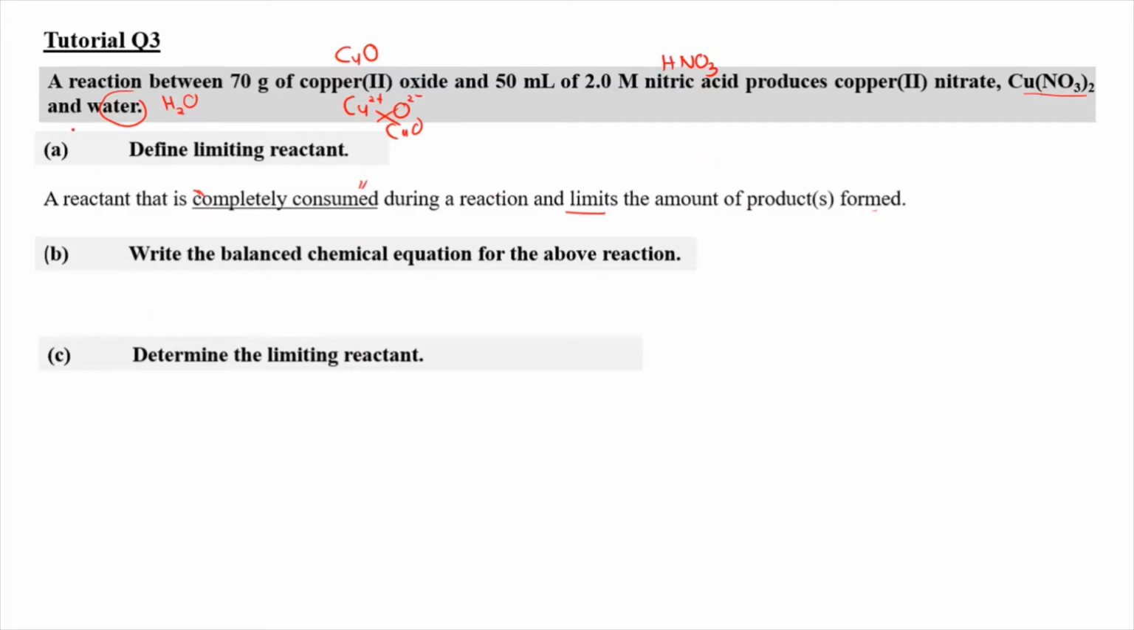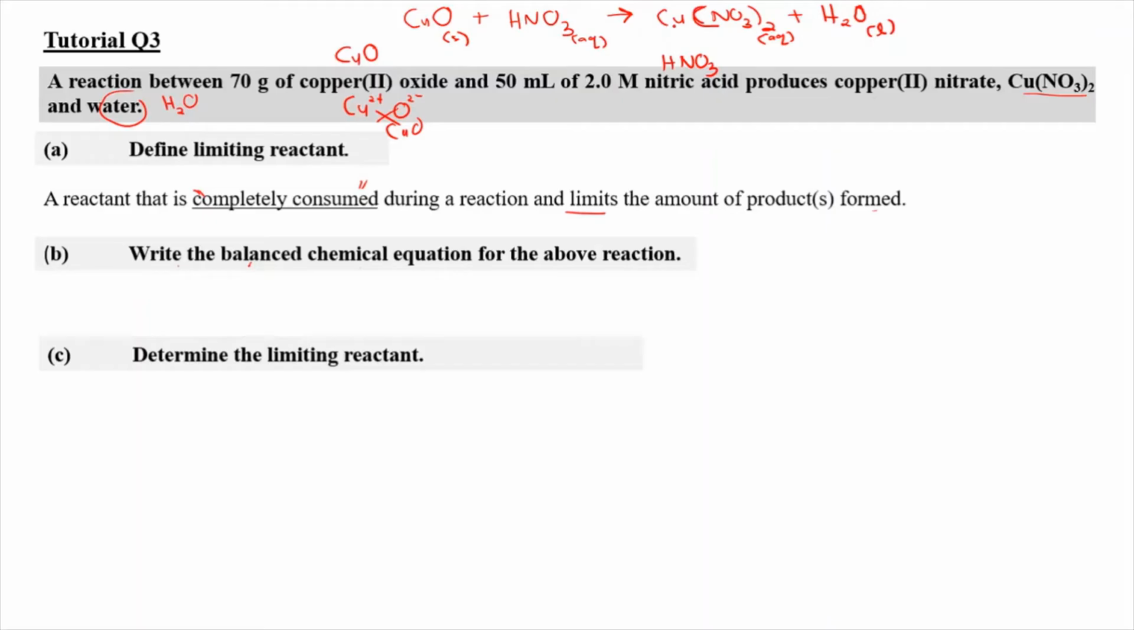Okay, and for question 3b, we need to write the balanced chemical equation for the above reaction. The hint here comes from the question itself. So you know that the copper oxide is going to react with nitric acid, HNO3, and this is going to produce copper 2 nitrate, which is Cu(NO3)2, as well as H2O. Then we're also going to write the phases. So copper oxide is a solid, nitric acid is aqueous, copper nitrate is aqueous, and H2O is a liquid. Okay, and now we try to count the number of atoms.